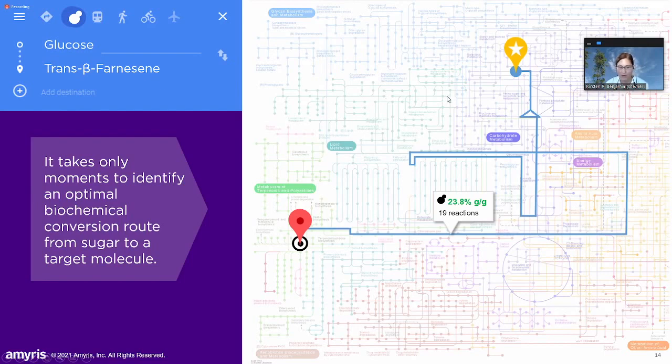It takes only moments to identify an optimal biochemical route, and the computational program not only tells us what is the fastest route, but it also gives us certain specifications or metrics about the route. For example, in this case, it's comprised of 19 reactions, and the maximum theoretical yield is 23.8%.